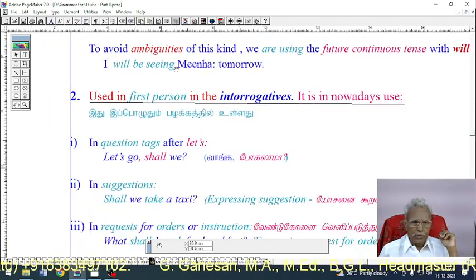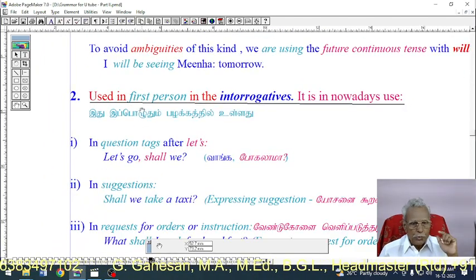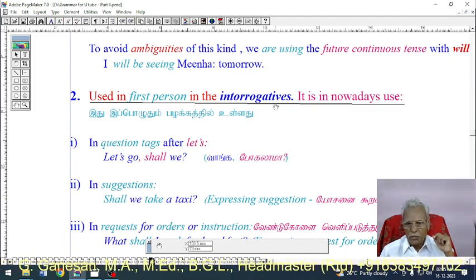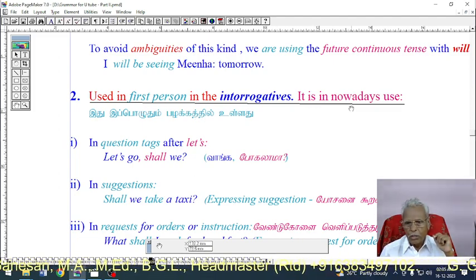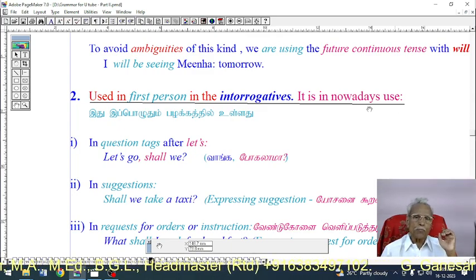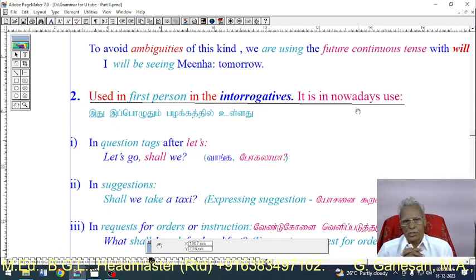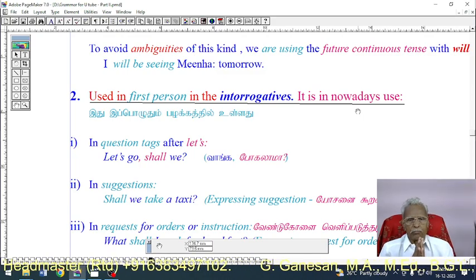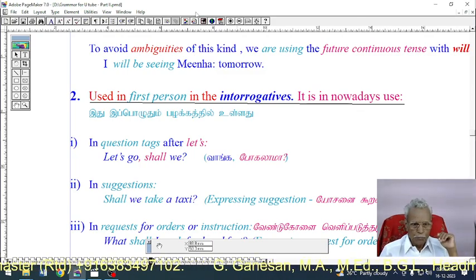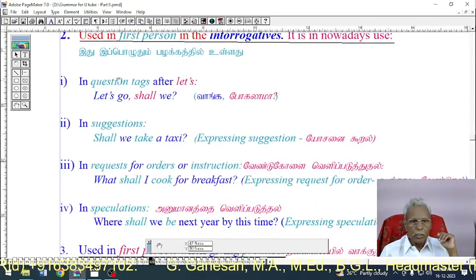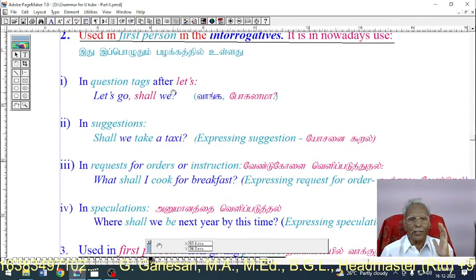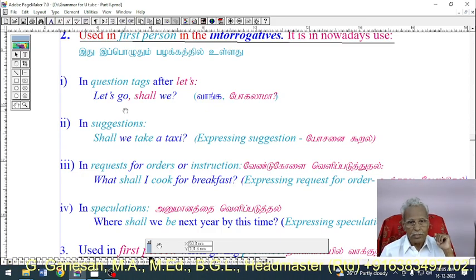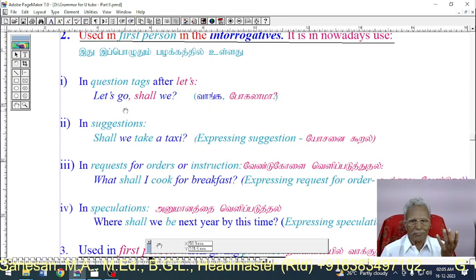Then the second use: shall is used in the first person in the interrogative. Even nowadays, in interrogative sentences, shall is used in the first person. First, in question tags after let's. Let's go. Shall we?